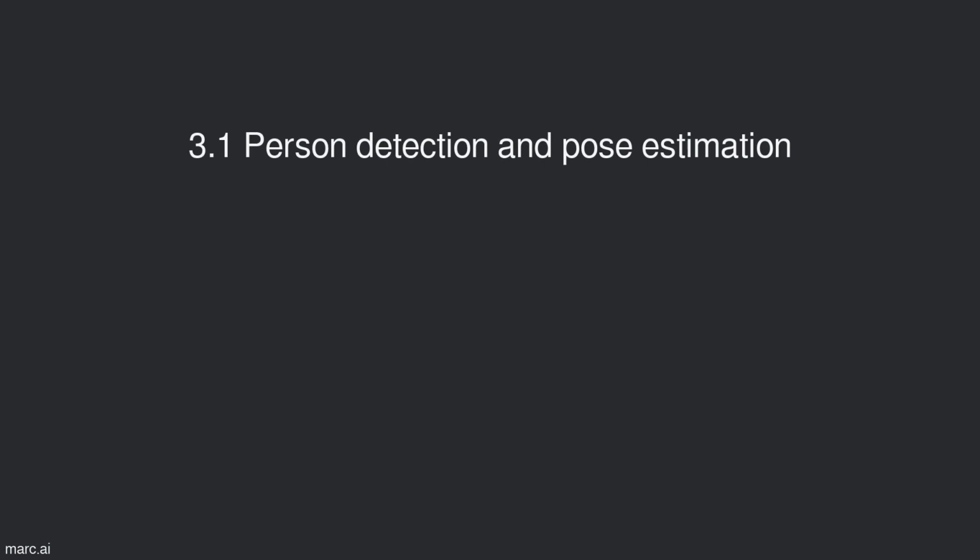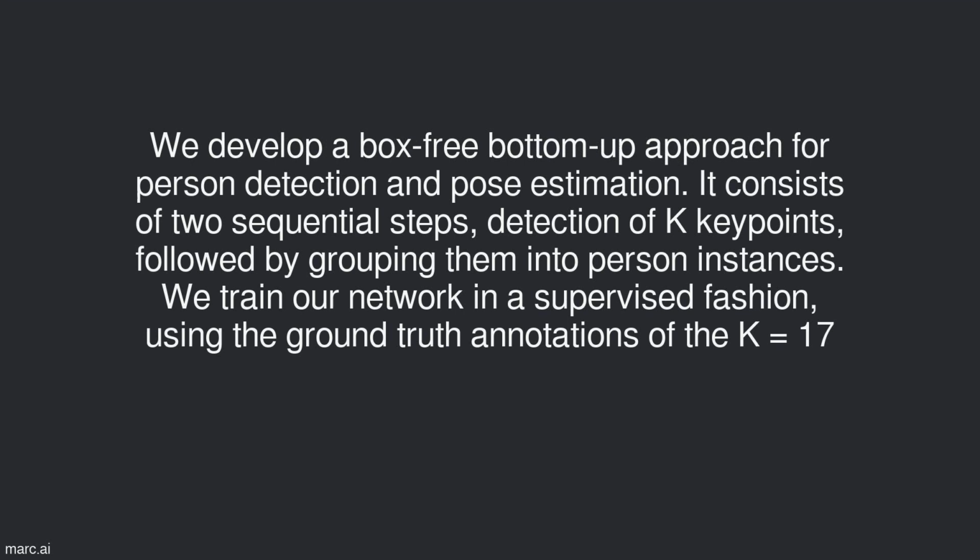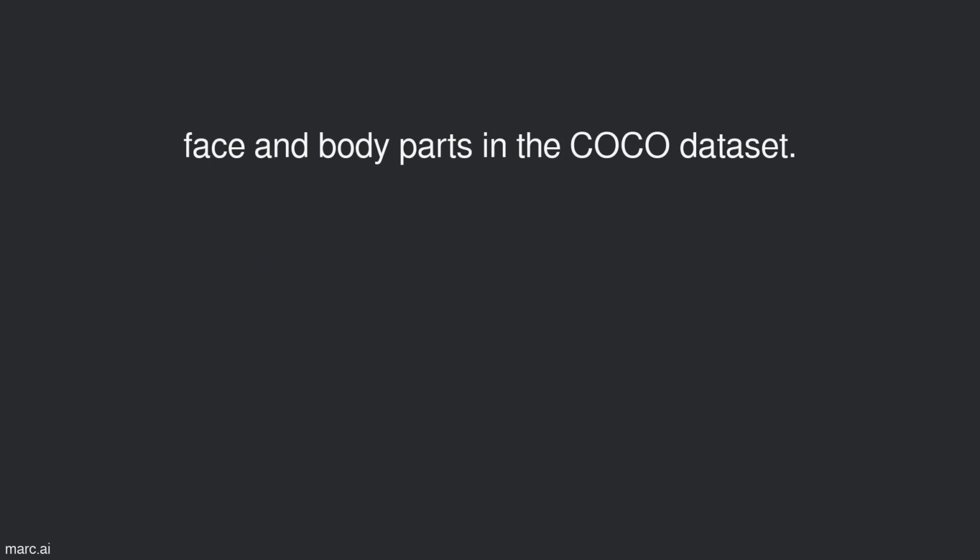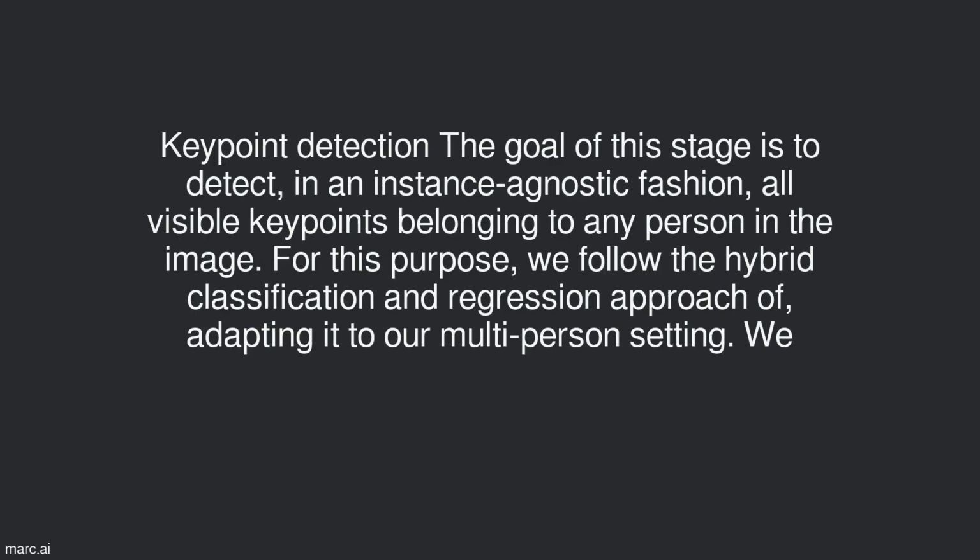3. Methods. 3.1 Person detection and pose estimation. We develop a box-free bottom-up approach for person detection and pose estimation. It consists of 2 sequential steps: detection of keypoints, followed by grouping them into person instances. We train our network in a supervised fashion, using the ground truth annotations of the K=17 face and body parts in the COCO dataset. Keypoint detection.